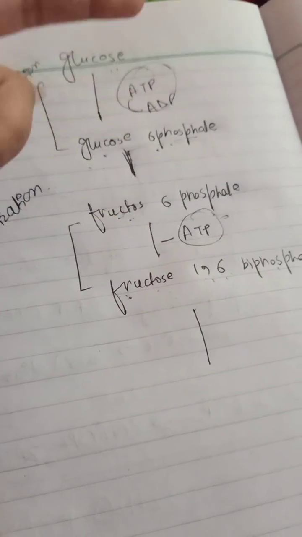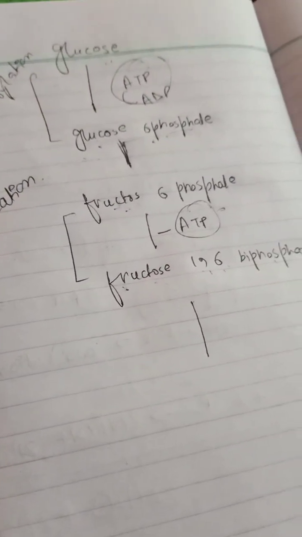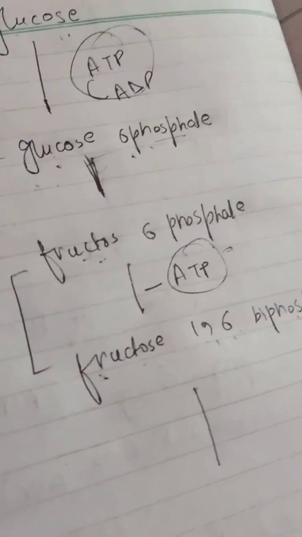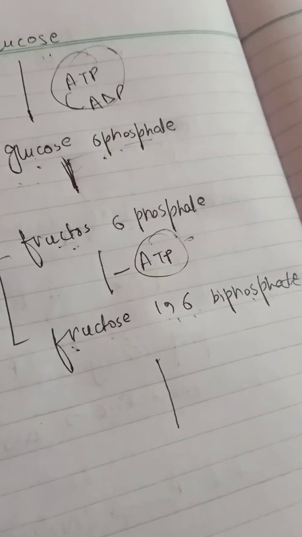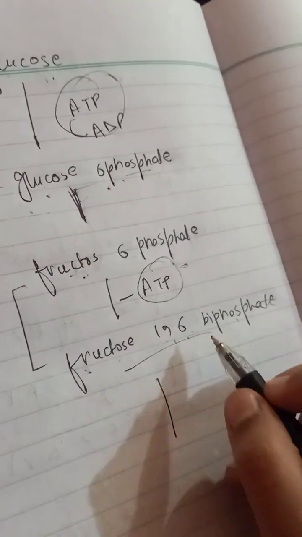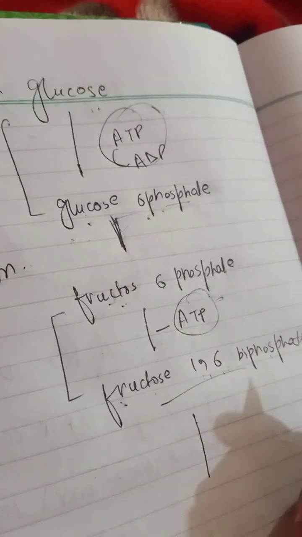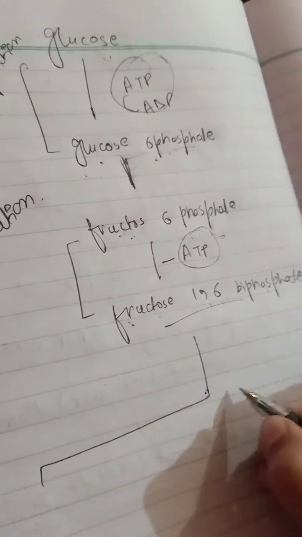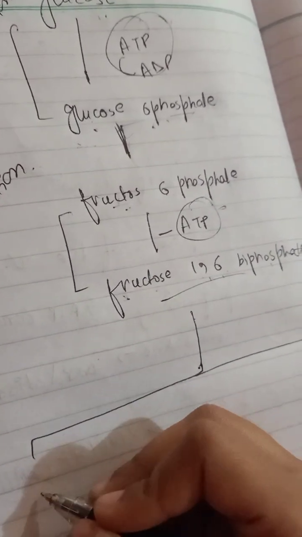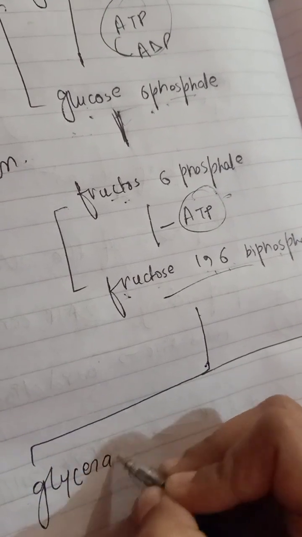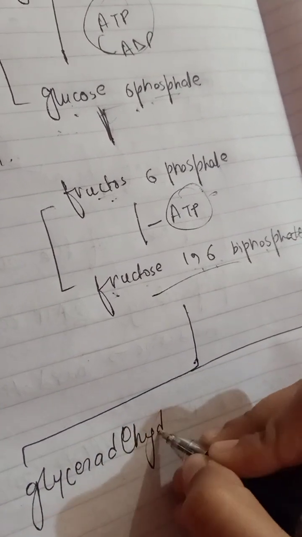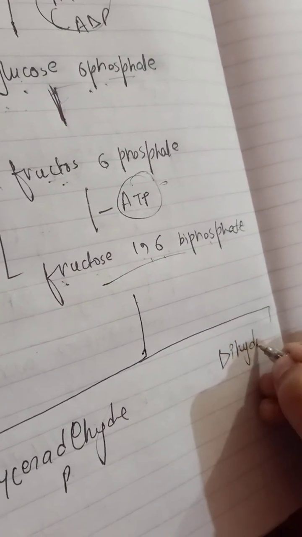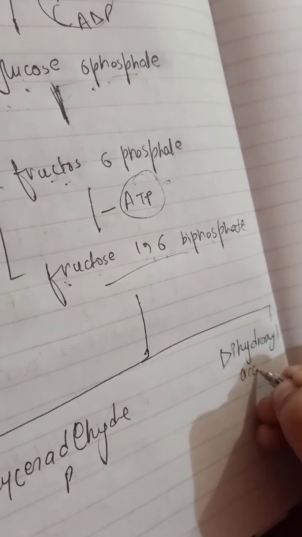So here you can see that two molecules are being used. Okay, so with the help of fructose 6 phosphate, it converts into fructose 1,6 bisphosphate, sorry. So fructose 1,6 bisphosphate will convert into two products. One will be glyceraldehyde phosphate, and one will be the dihydroxyacetone phosphate, not phosphate, acetone, sorry.